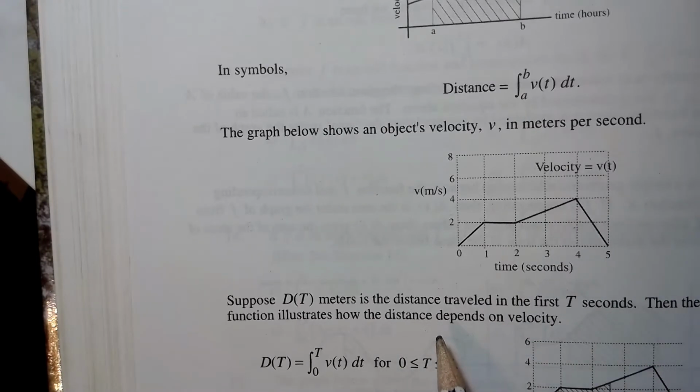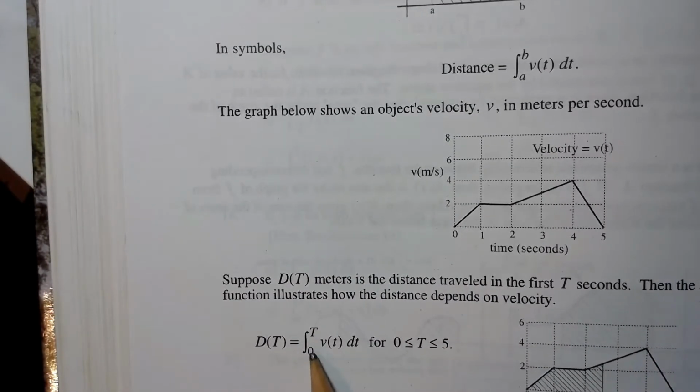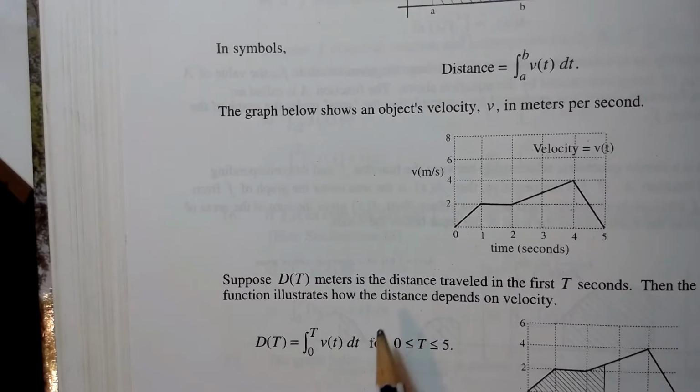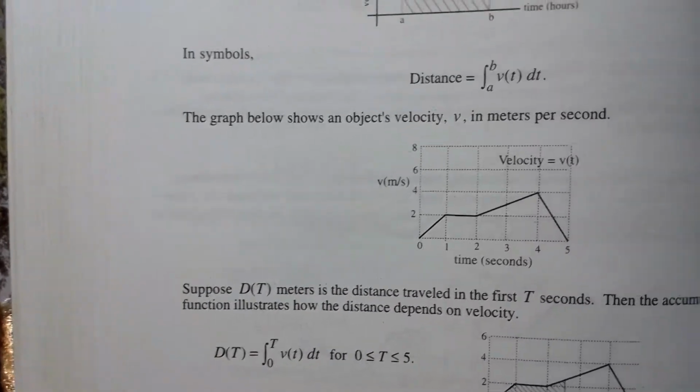We want to find the distance in the first t seconds, for example. So how we can denote that is that the distance is equal to the integral from 0 to t. We might want the first second, we might want the first 2 seconds, and so forth. And what we know is that our interval goes from 0 to 5. Okay, so this is what you do, or how you can think of it.